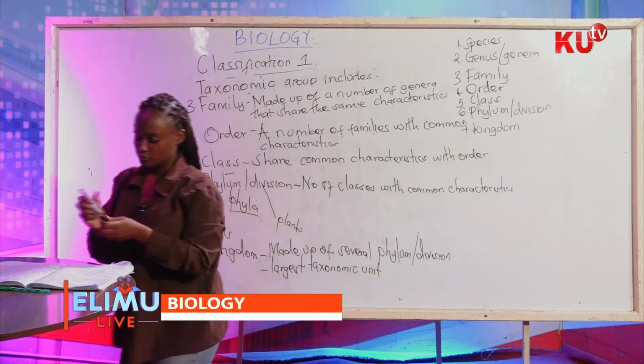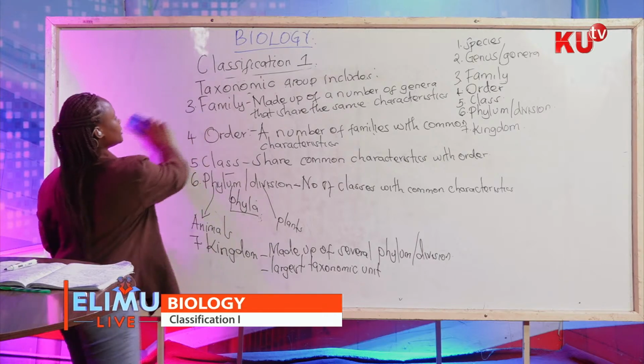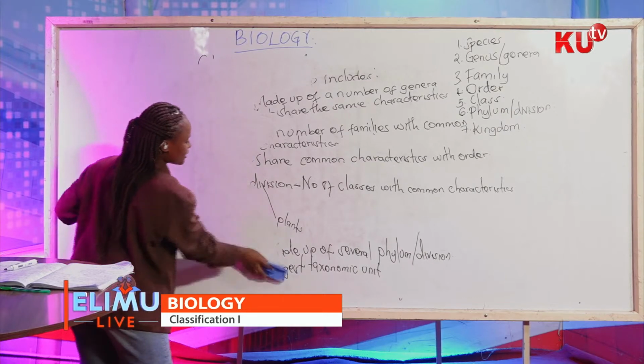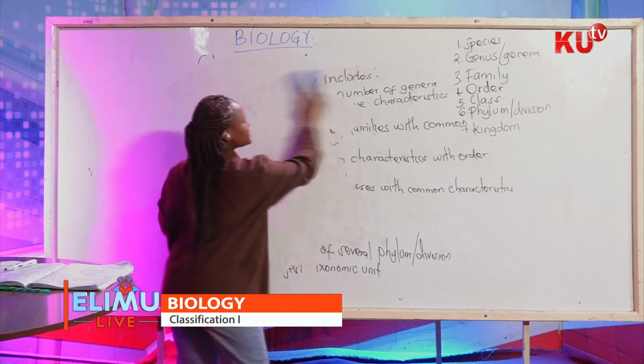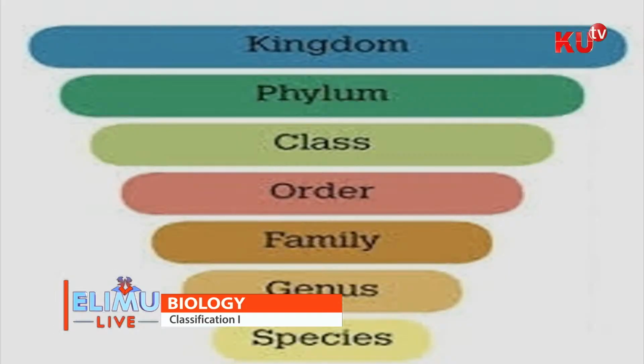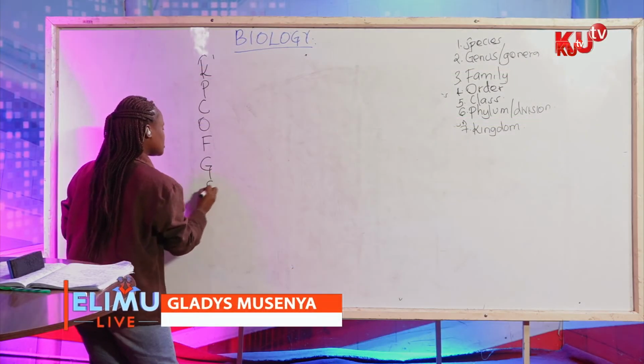Now, we move on swiftly to mnemonics. How to remember the taxonomic units from the largest to the smallest. We have, from the largest to the smallest: Kenya police can only fight German soldiers.